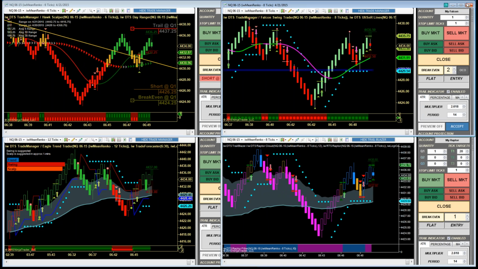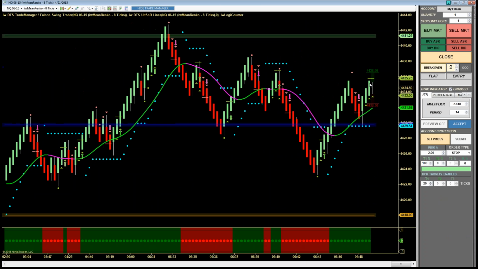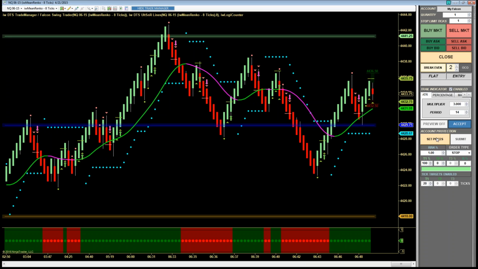Here, now we've got the Falcon actually printing a buy signal. This is our trend change signal. And again, this is kind of the market acting in sort of a goofy way, so I'm going to take steps to protect myself. This is a higher probability signal, so I'm not opposed to taking it. You need to trade what's going on the charts rather than what you think is going on the charts.